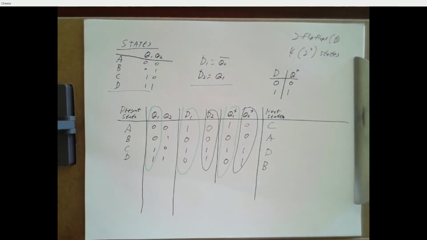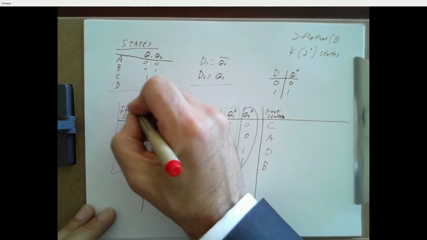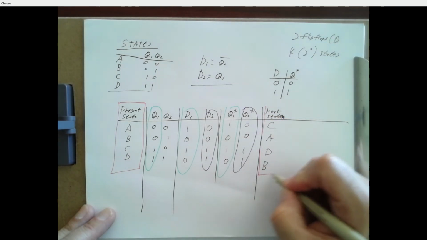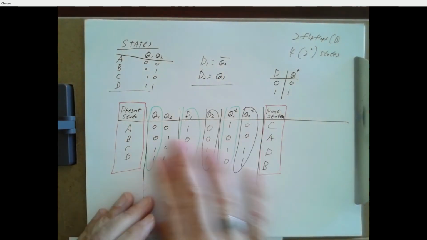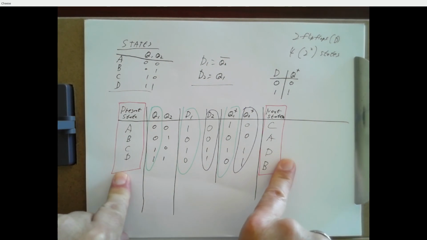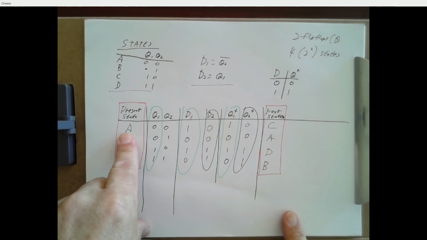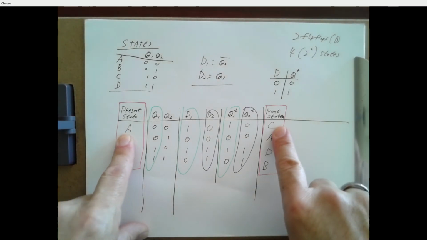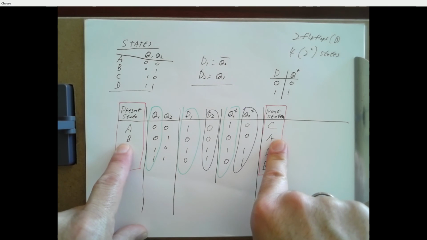That's your whole state transition table. And what it's telling us is really, if that's your present state, this is your next state. All this other stuff is just getting us from here to there. The information we want from this table is really, if I'm in state A, my next state is C. If I'm in state B, my next state is A, and so on.